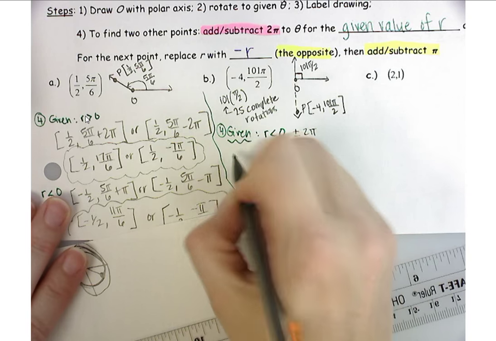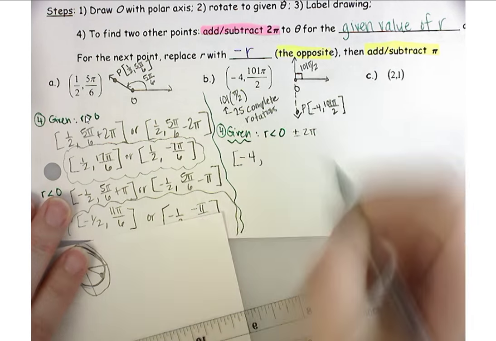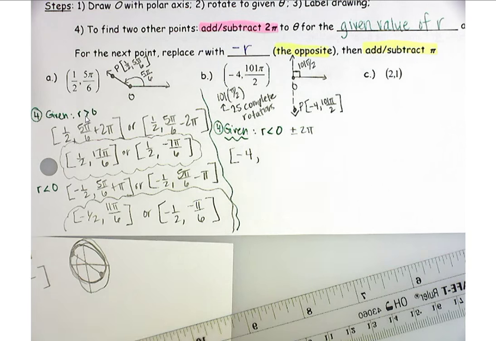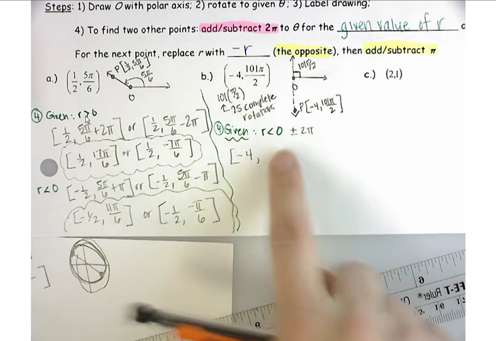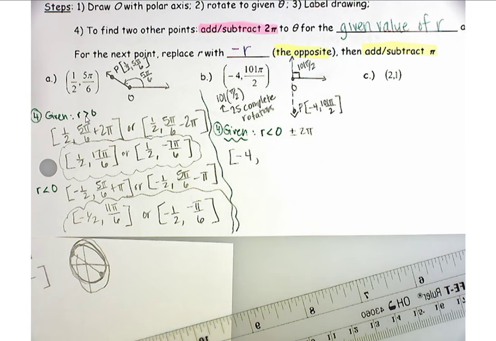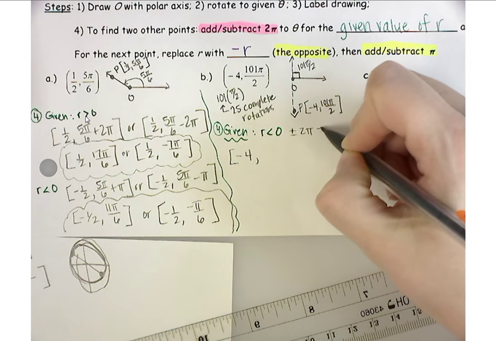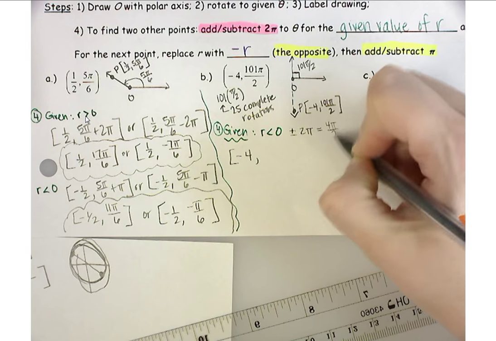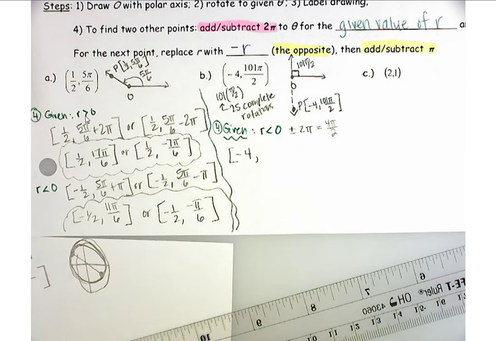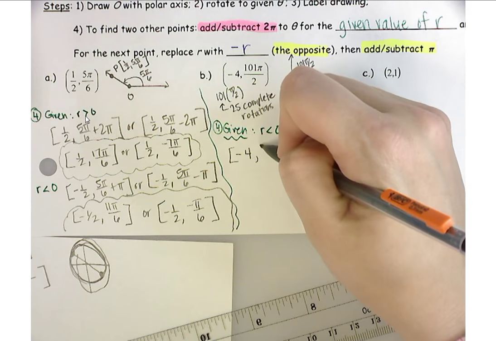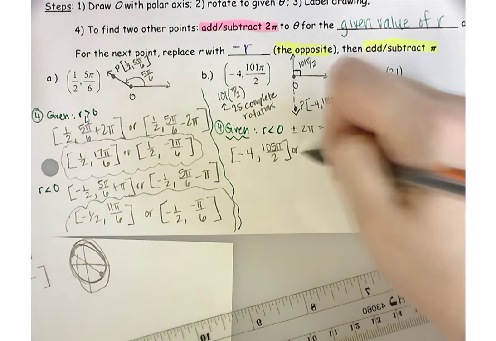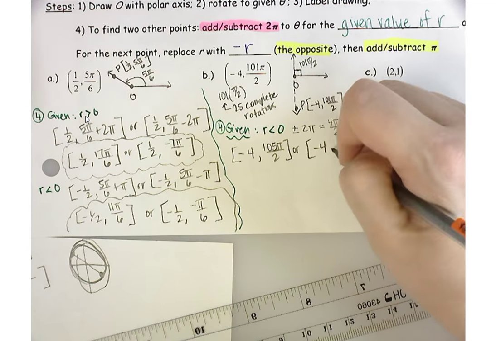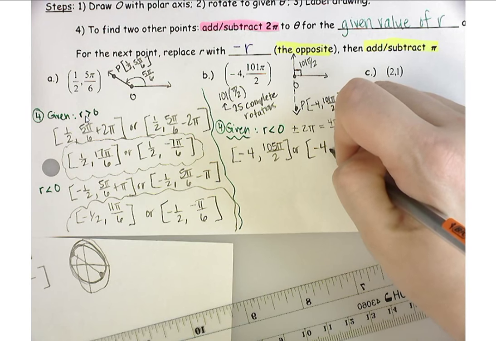So that's what I'm going to add and subtract 2 pi to. So I have negative 4, and then if I do 101 pi over 2 plus 2 pi, what would I get? Do you guys want me to write it out, or is it okay if I just write what the answer is going to be? Okay, because 2 pi is the same thing as 4 pi over 2, right? So if I'm adding 4 pi over 2 to 101, I would get 105 pi over 2. Or I can subtract. So if I subtract 4 pi, I get 97 pi over 2.